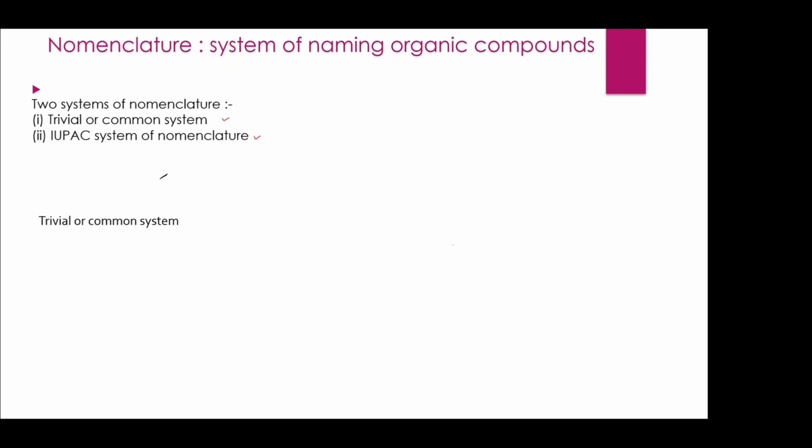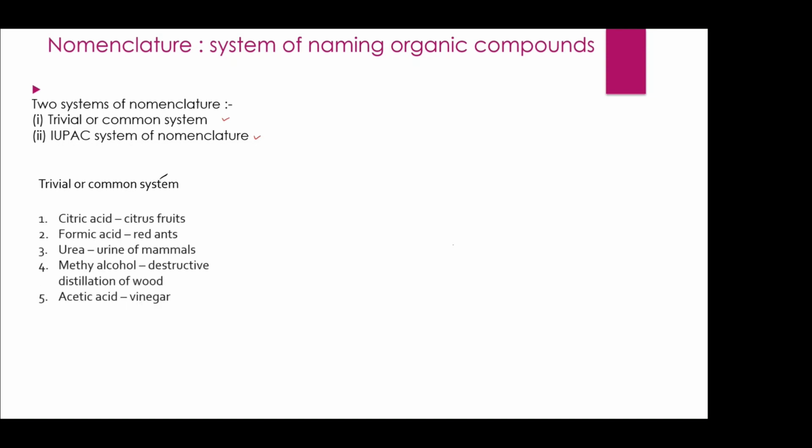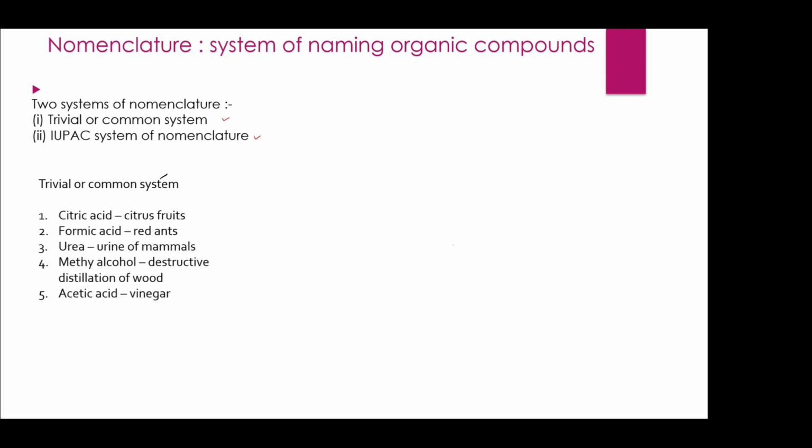For example, citric acid got its name from citrus fruits. Formic acid got its name as it was obtained from red ants. Urea got its name as it is obtained from the urine of mammals. Methyl alcohol is obtained from destructive distillation of wood, and acetic acid is obtained from vinegar.